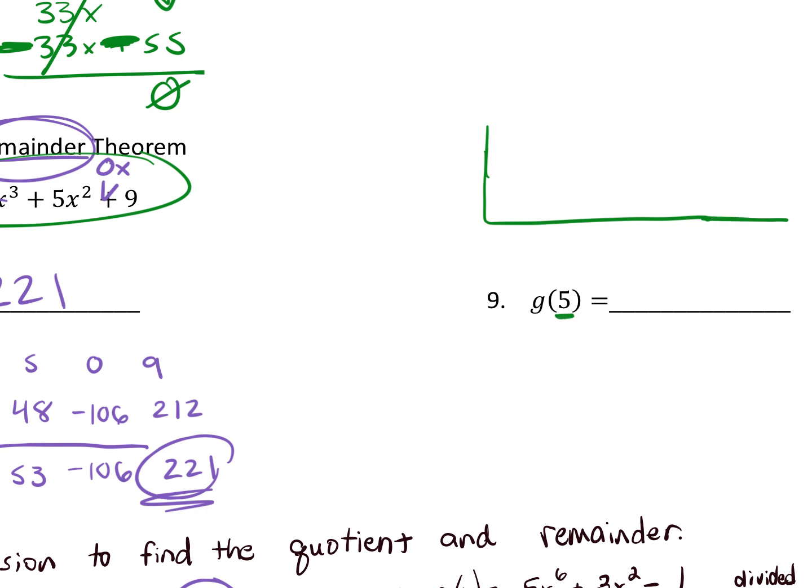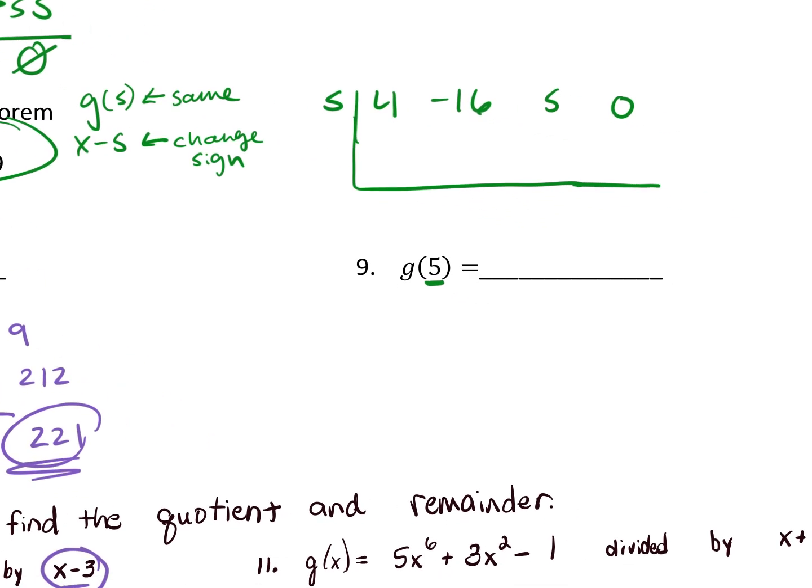5. When it gives you something like g of 5, the number stays the same. So use the same number on the outside, 5. If it gave you something like x minus 5, this is where we change the sign when you plug in the number on the outside. Inside our box, we have 4, negative 16, 5, 0, and 9.